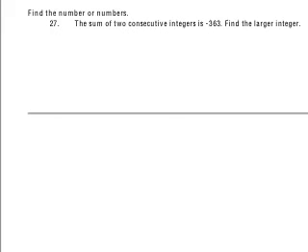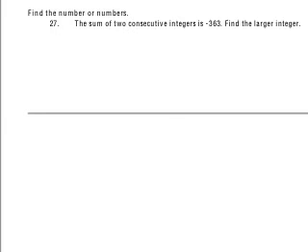Now you say, oh no, not another word problem. Yes, I'm afraid that they're just a fact of life. Okay, find the number or numbers. The sum of 2 consecutive numbers is negative 363. Find the larger integer. Okay, and so now they're talking about integers because there's some negative numbers involved here.